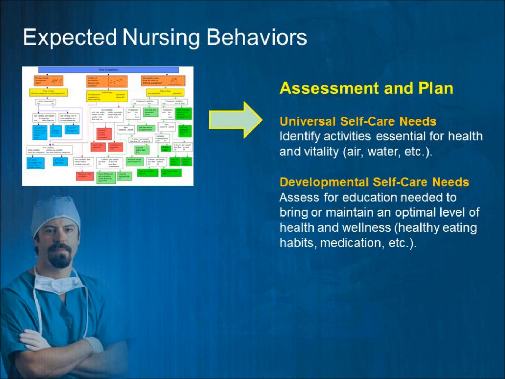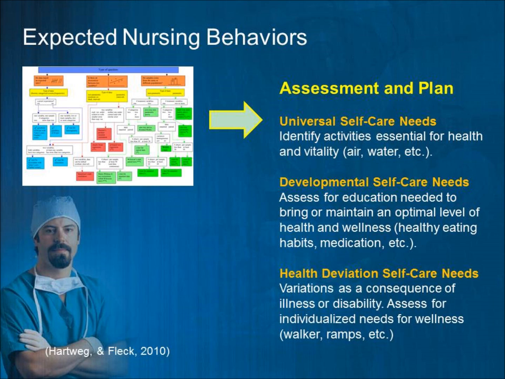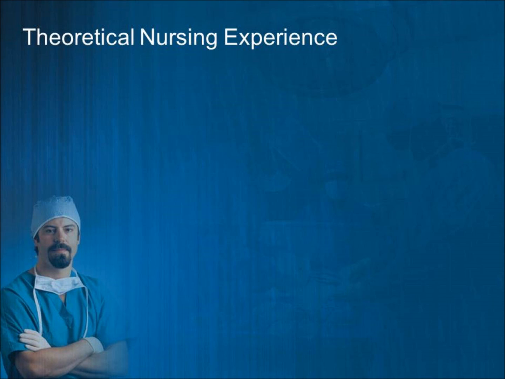Developmental self-care needs covers areas such as assessing for education relating to gaining an optimal level of wellness, such as healthier eating habits, medications, and so on. Health deviation self-care needs. This assessment looks at changes due to illness or disability. It is important to cover individualized needs for wellness, such as walkers and other durable medical equipment to assist in activities of daily living.